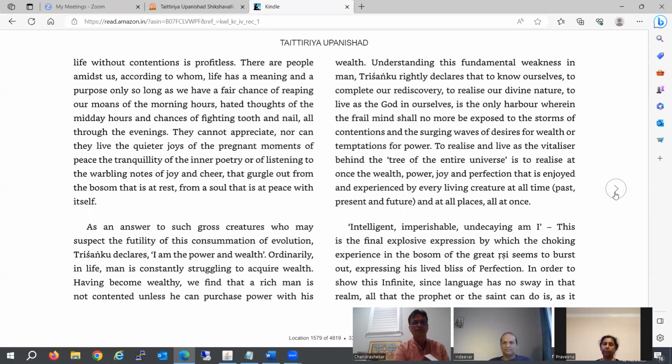contentions is profitless. There are people amidst us according to whom life has a meaning and a purpose only so long as we have a fair chance of reaping our moans of the morning hours, hated thoughts of the midday hours, and chances of fighting tooth and nail all through the evenings. They cannot appreciate, nor can they live the quieter joys of the pregnant moments of peace and tranquility of the inner poetry, or of listening to the warbling notes of joy and cheer that gurgle out from the bosom that is at rest, from a soul that is at peace with itself.